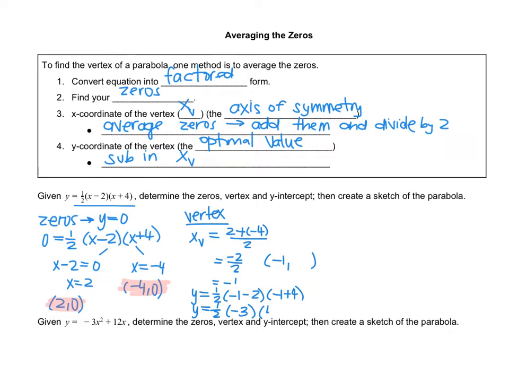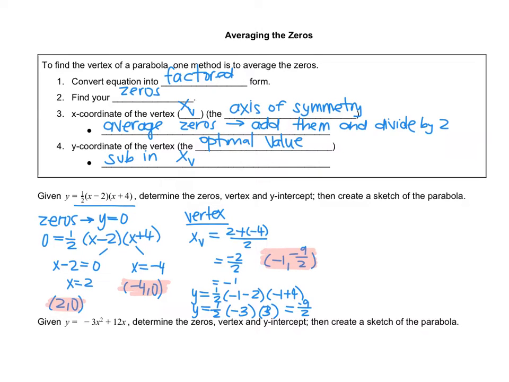-1 plus 4 is 3. And now when we multiply 1/2 times -3 times +3, we get -9/2. And then we can fill that into our vertex. So our vertex is -1 comma -9/2. There we are. Now, for our y-intercept, you have two different methods that you can use here.